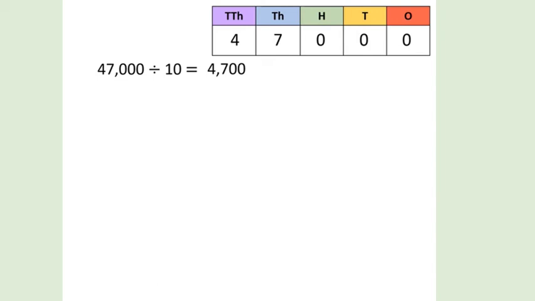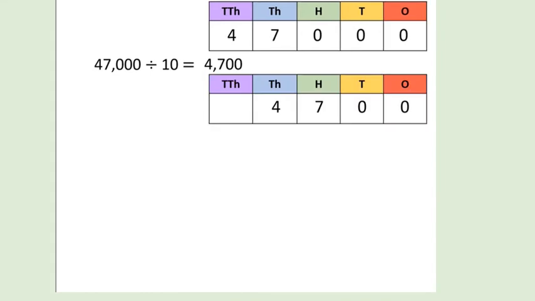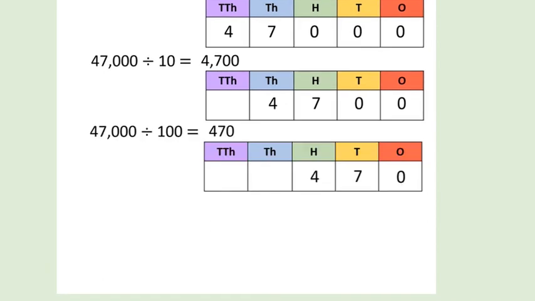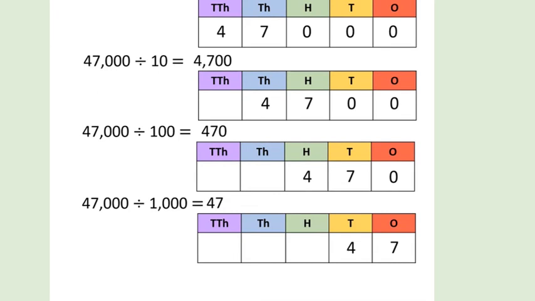The first question is 47,000 divided by 10. The answer is 4,700. Here it is on a place value grid, 4,700. The next question is 47,000 divided by 100. The answer is 470. Again, this is on the place value grid. And lastly, 47,000 divided by 1,000 equals 47.